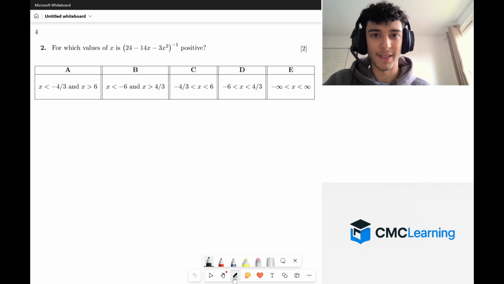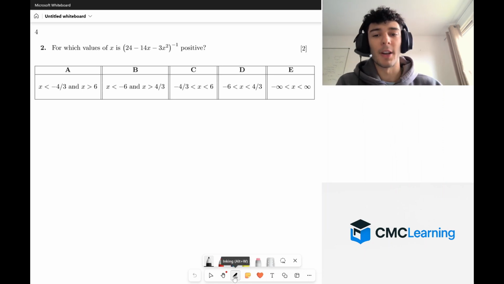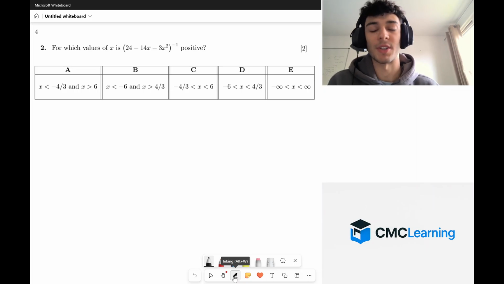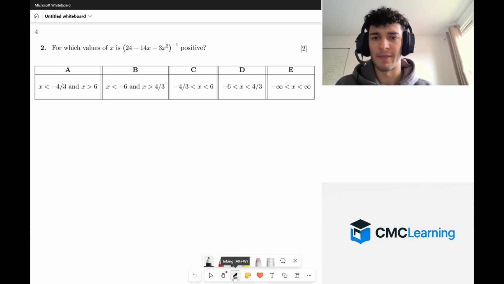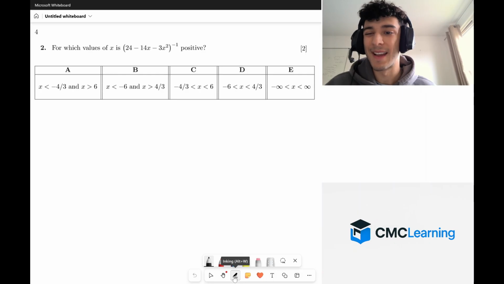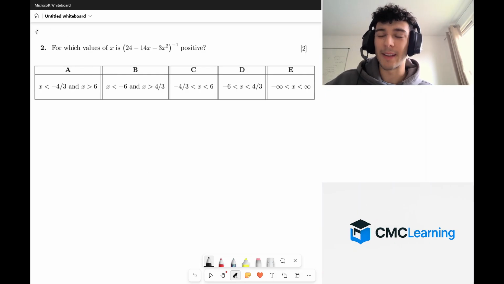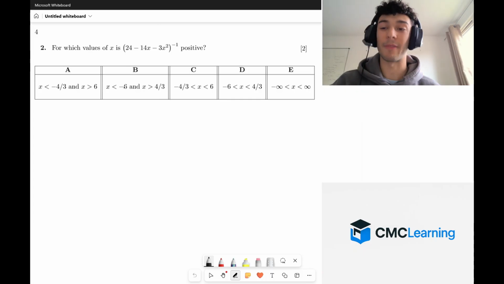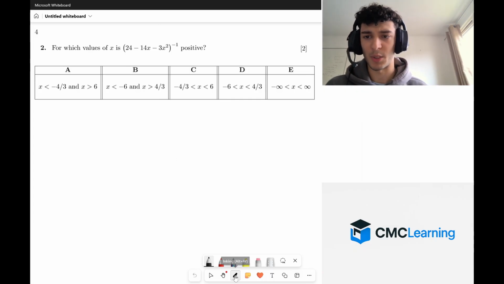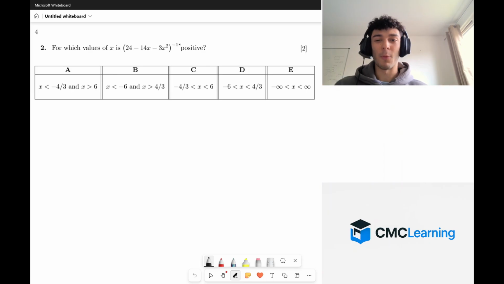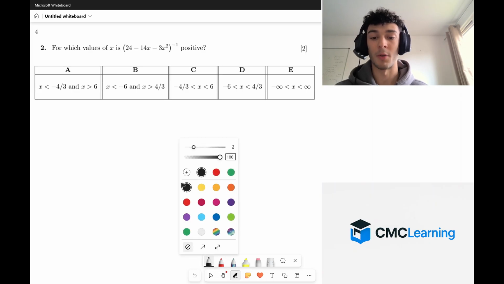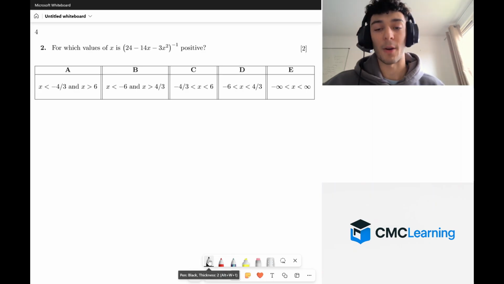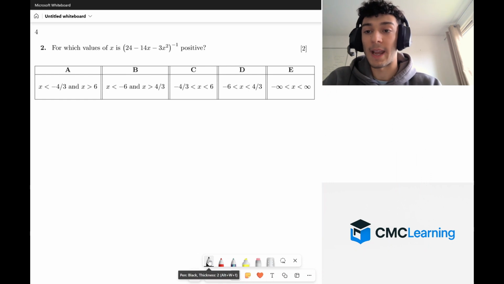I'm Daniel with CMC Learning, and today we're going to look at some more PAT questions, the Physics Aptitude Test for Oxford Physics. Today we're going to be looking at some of the earlier questions in a paper. Here we've got a Physics 2022 paper, and what we want to look at today is some of these easier marks to pick up, and really the best way to do all of these problems. So we'll be looking at mainly the mathematical ones. We've got a few problems here that we're going to look at.